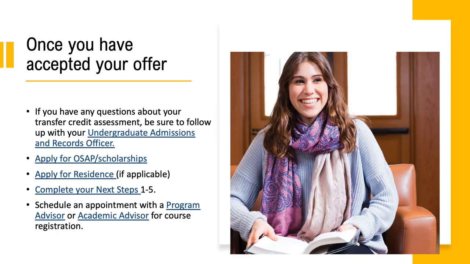Once you have accepted your offer, if you have any questions about your transfer credit assessment, be sure to follow up with your undergraduate admissions and records officer. Officers are assigned based on student last name. Apply for OSAP or any scholarships or bursaries that you may be interested in. If you plan on living on campus, apply for residence. On the Next Steps website, complete your next steps 1 through 5. And then last but not least, schedule an appointment with a program advisor or an academic advisor for help with course registration.